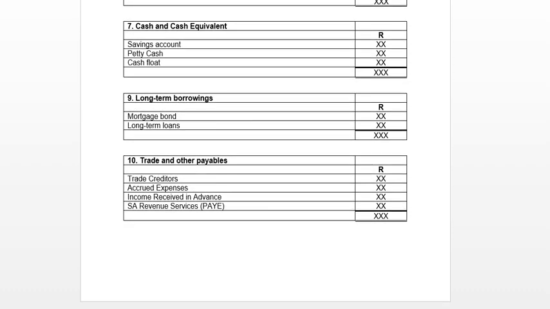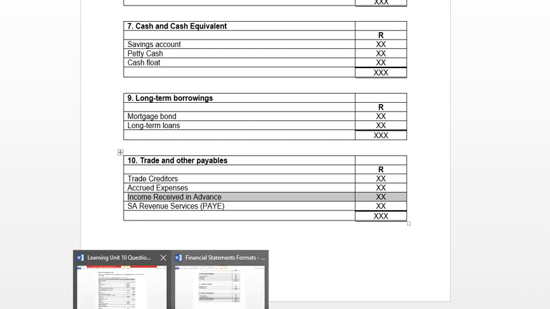So our long-term borrowings is your mortgage loan and long-term loans, whereas your trade and other payables is going to be your trade creditors, plus then your accrued expenses and income received in advance, and anything which you owe to SARS. So if you have a liability towards SARS. So that's basically in a nutshell your financial statement formats, and you need to know and understand all of these formats. By just writing down these formats, you will get quite a lot of marks. So it's your best guide in answering these type of questions.